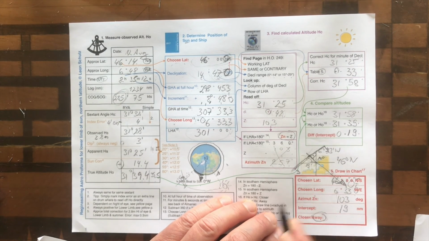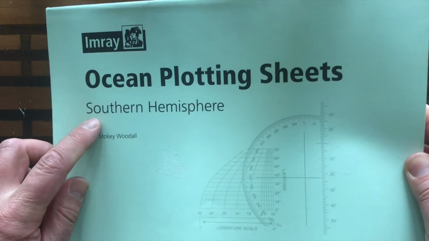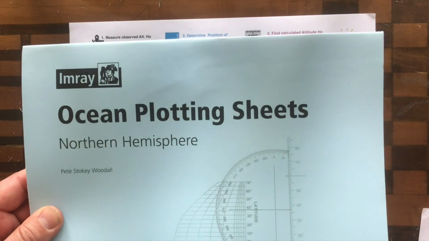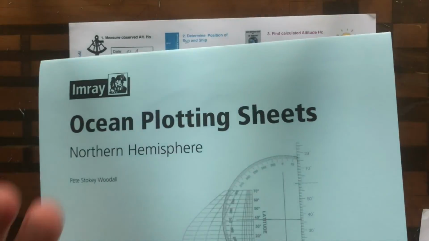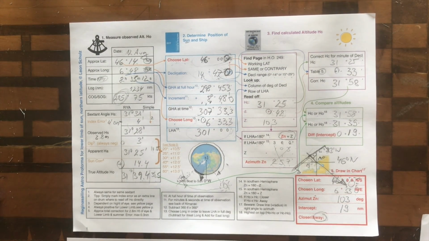And we will come back to that, how you draw this on so-called ocean plotting sheets. What are they called? They are called ocean plotting sheets, for the southern hemisphere or for the northern hemisphere. So if you don't have a chart, make your own. But we'll come to that in another chapter. So this is the first example of a sight reduction, and I'll make another one for you if you are still interested.